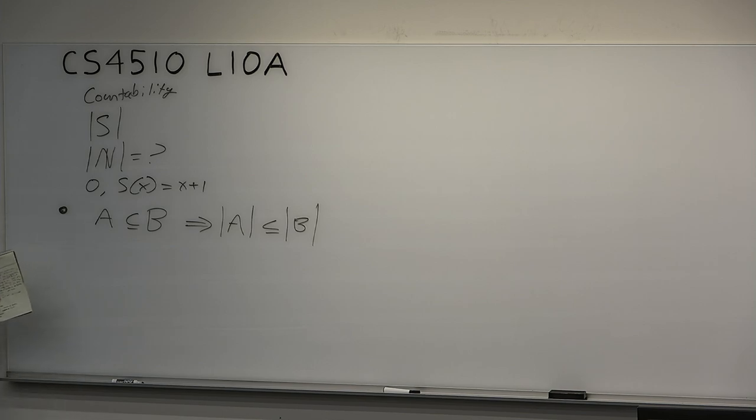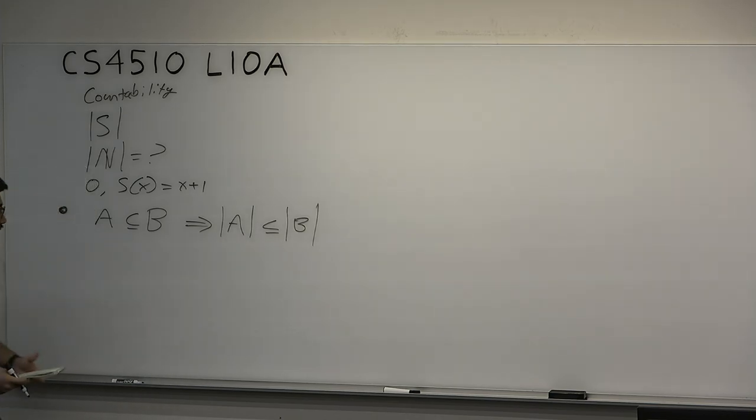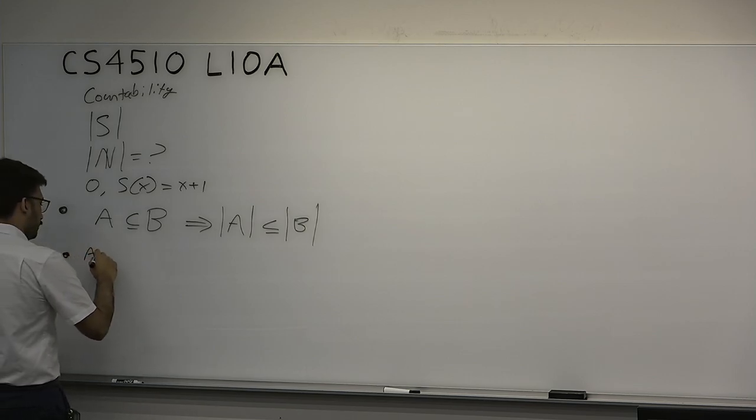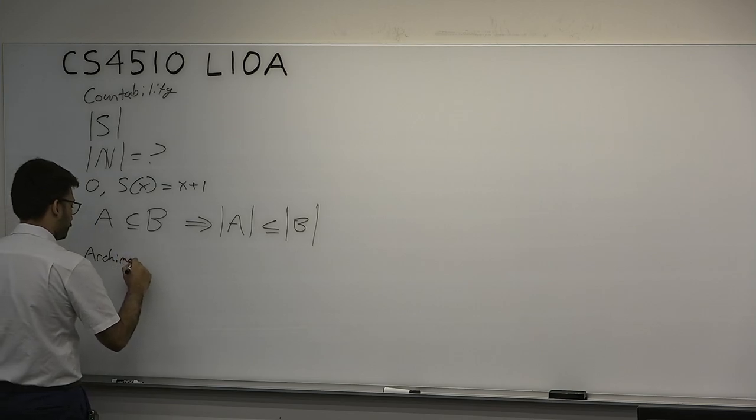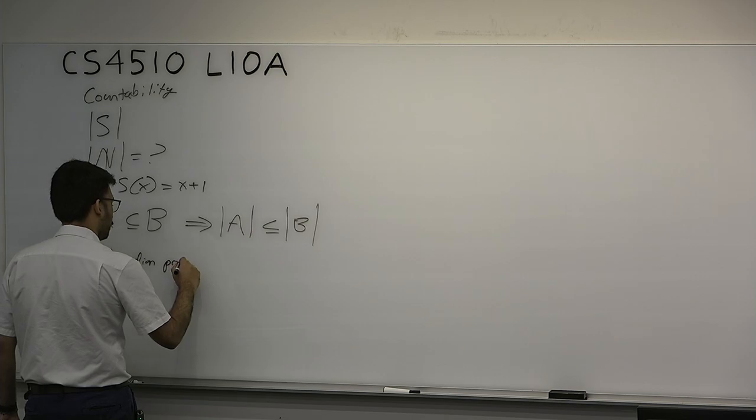We're going to come at this problem with the intuition of finite sets and then try and extend it to the infinite. So certainly if B has more elements than A, then the size of B should be bigger than A. The second one is a carefully worded version of the Archimedean principle, the Archimedean property.